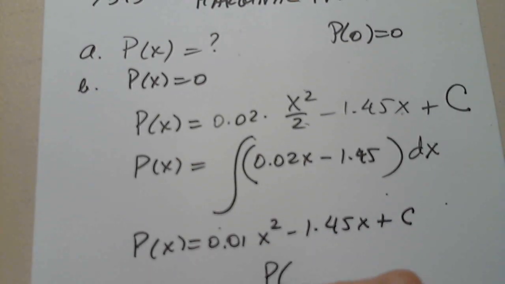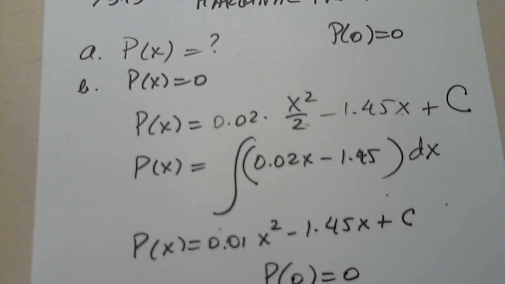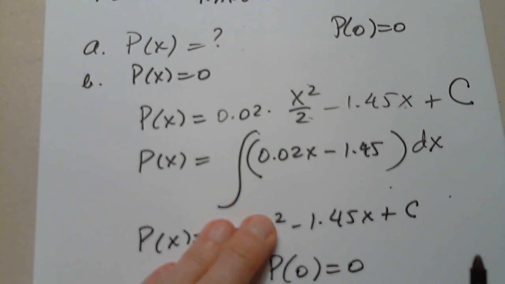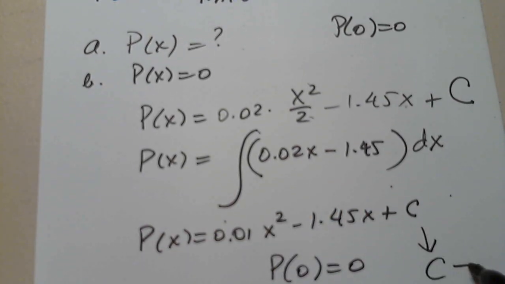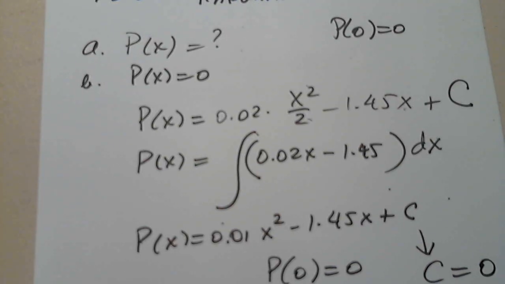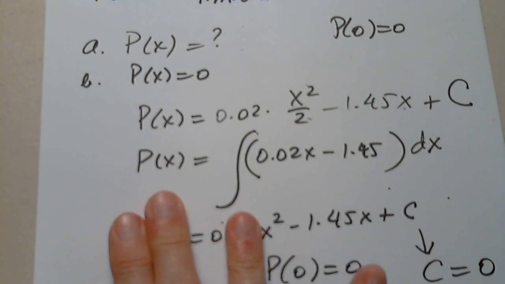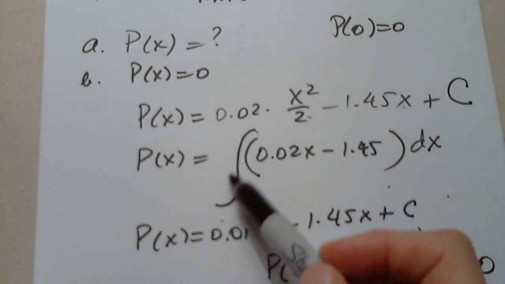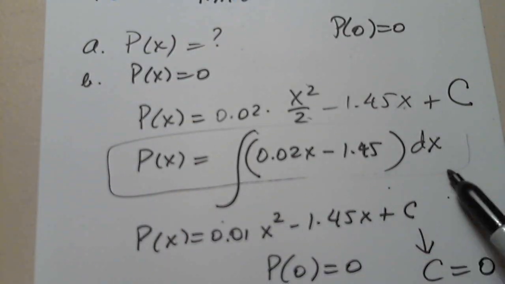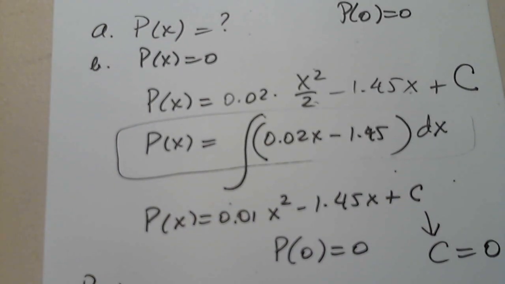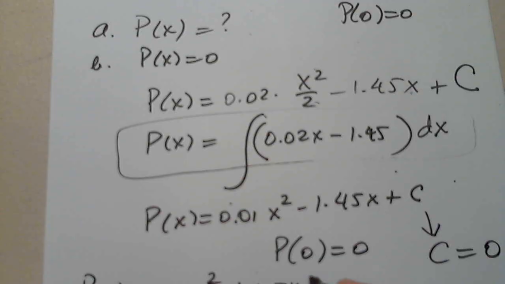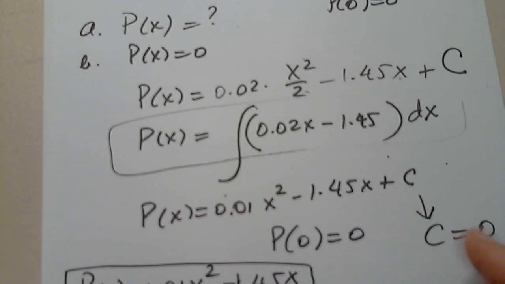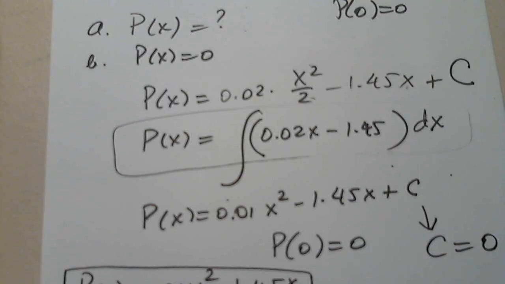But we are told that P of 0 is 0. So c must be 0, because there is nothing else possible. When x is 0, the first term is 0, the second is 0, so c equals 0. So either you use the symbol or you just determine that P of x equals 0.01x squared minus 1.45x, and this is it, because c in this case is 0.